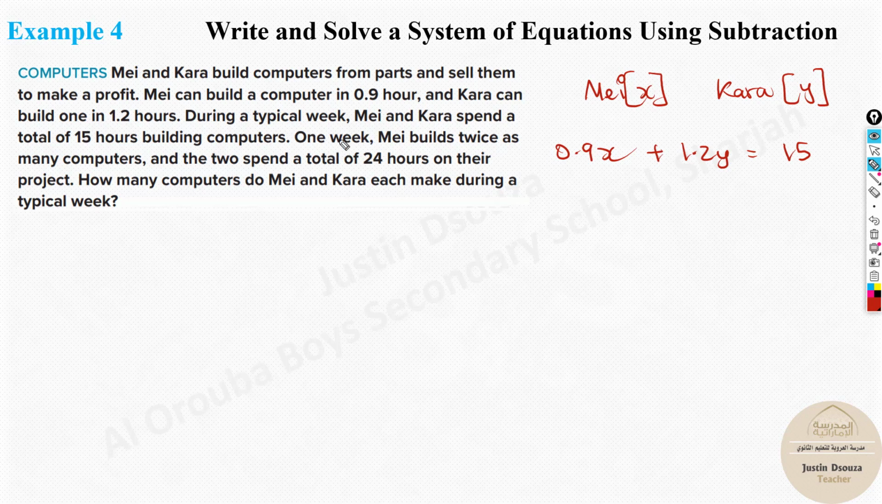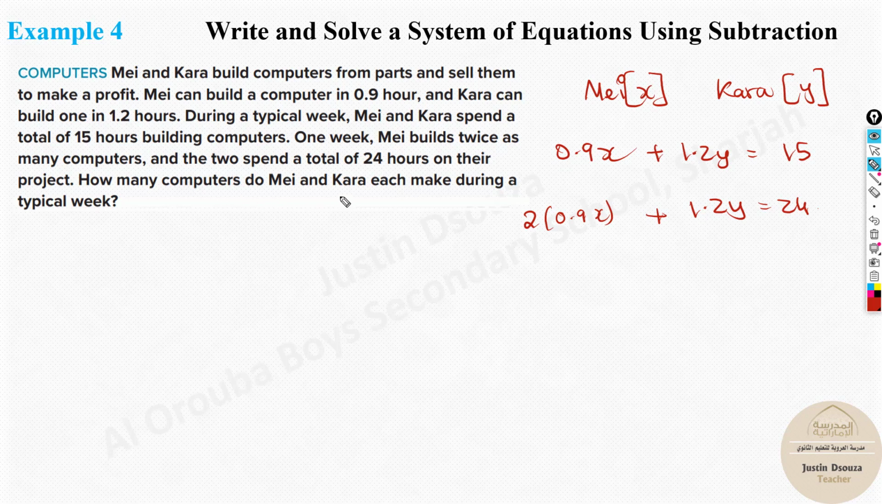In one week, May builds twice as many computers and the two spend a total of 24 hours. Look over here, in one week, this is an exception. May is building twice as many, in the sense 2 times 0.9x, right? 2 times 0.9x plus Kara has the same speed. They have not told anything about her, so this is the same thing. During a typical week, she just builds at 1.2y. And the total hours spent over here is 24 hours. So these are the two equations which we get.